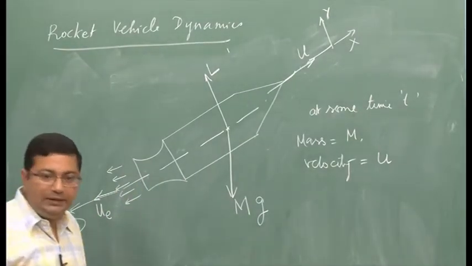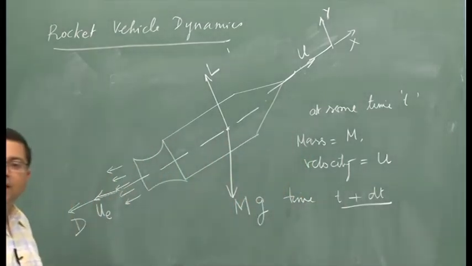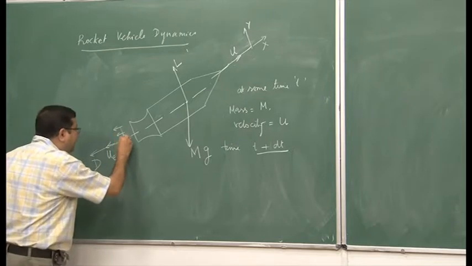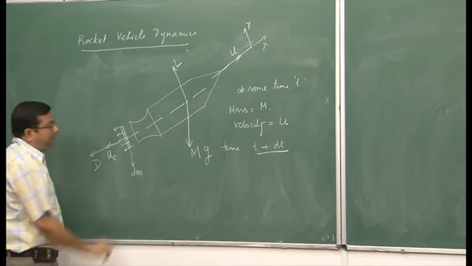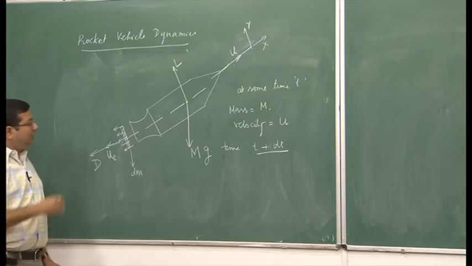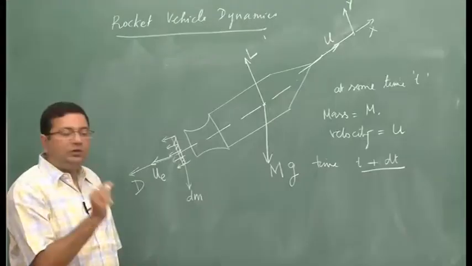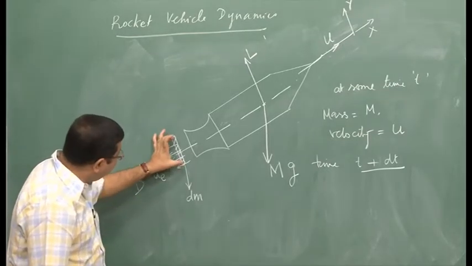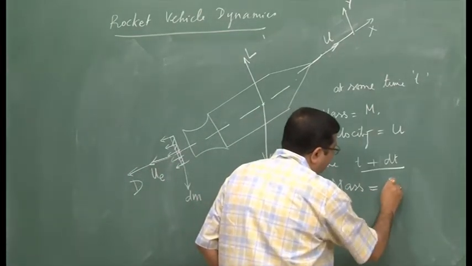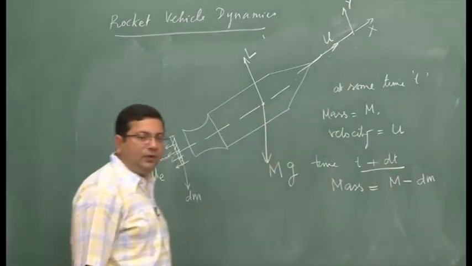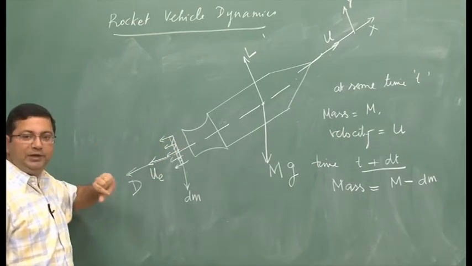After a small increment of time dt, so at time t plus dt, we have a change in mass, because a small amount of mass, shown here, given by dm, has left this vehicle. So, the total mass of the vehicle has reduced. Initial mass was m; after a small amount of time dt, a mass dm has left this vehicle. So, now the mass of this vehicle after this time is equal to m minus dm. Once again, I would like to point out that this dm is the mass of the exhaust in this small period of time dt.